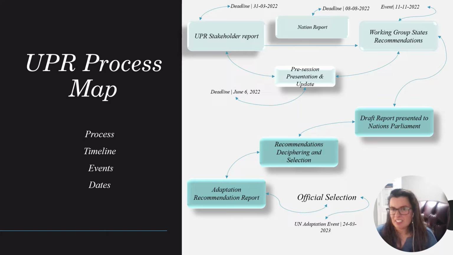Another aspect is the nation's report. This is where it's supposed to be in August, as well as the working group recommendation. Now, this is what we talked about in November. This is where all the countries gave in their recommendations. This is the event. We talk about working group members. We're talking about nations. There were 122 for Algeria. This produced a draft report. The draft report, as I mentioned, had 291 recommendations.